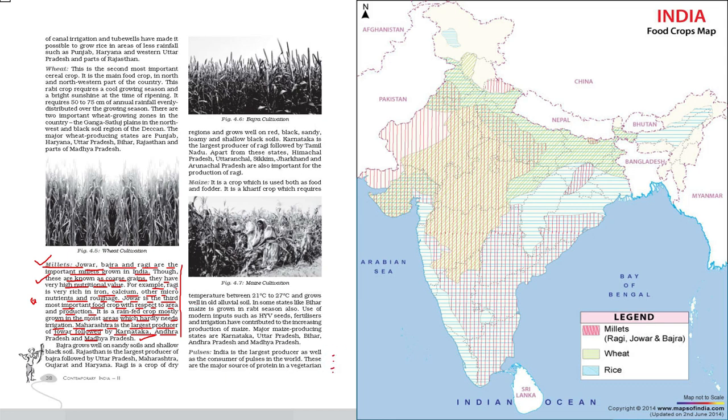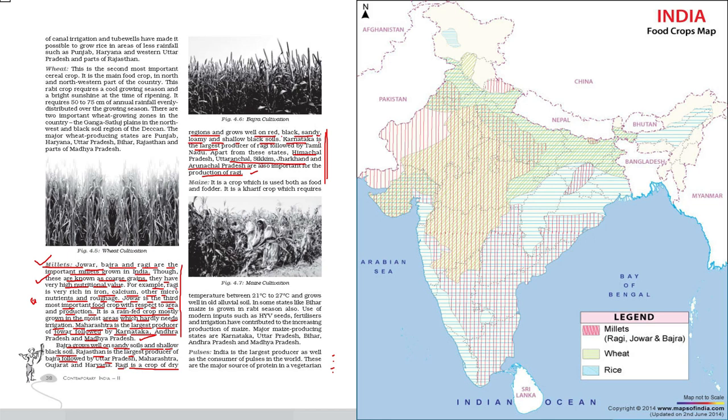Then bajra grows well on the sandy soil and shallow black soil. Major bajra producing states are Rajasthan, Uttar Pradesh, Maharashtra, Gujarat and Haryana in 2011 and 12. If you talk about ragi, this is a crop of dry region and grows well on red, black, sandy, loamy and shallow black soil. Major ragi producing states are Karnataka, Tamil Nadu, Himachal Pradesh, Uttarakhand, Sikkim, Jharkhand and Arunachal Pradesh. On the whole, these types of crop do not require a lot of rainfall. Then there is a soil comparison given for jowar, bajra and ragi and a comparison of the states in which they are grown.